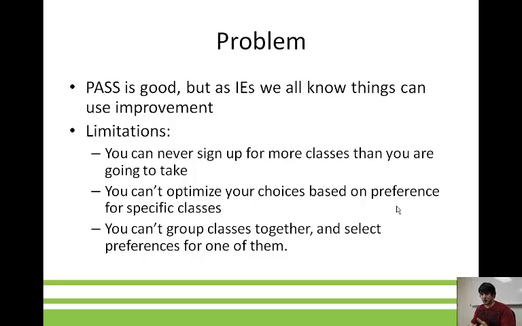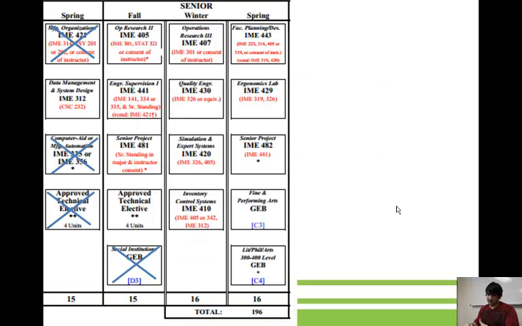Firstly, you can never sign up for more classes than you're going to take with PASS. I know that sounds a bit confusing, but I'm going to get to a practical example in the next slide that I think will shed more light on this and the other limitations. The second limitation: you can't optimize your choices based on preferences for specific classes. And the third one: you can't group classes together and then select a preference for, say, one of them to be chosen out of the three.